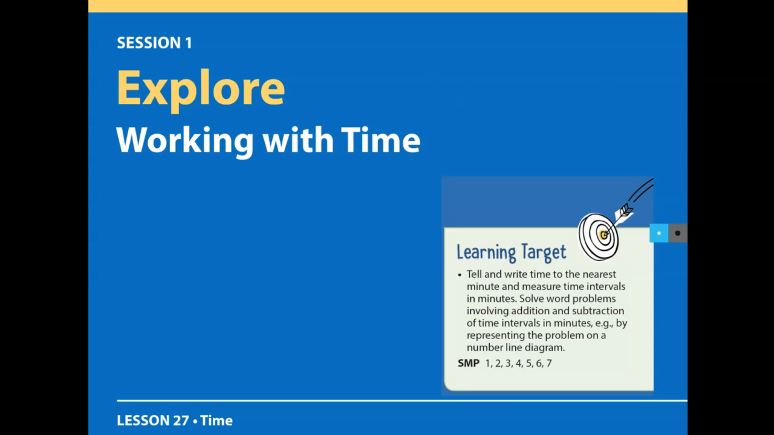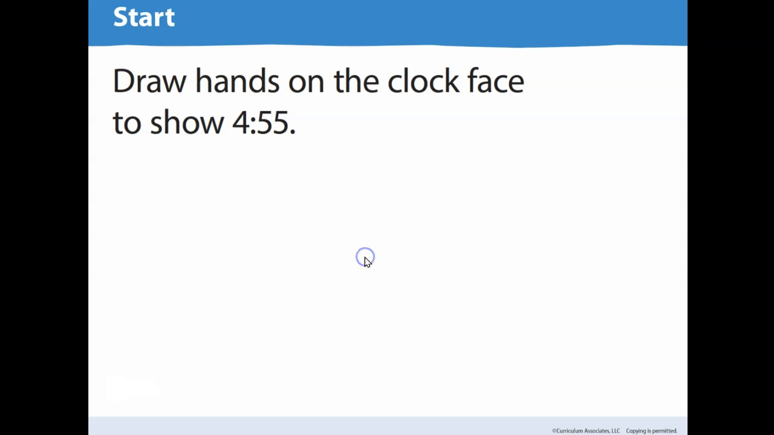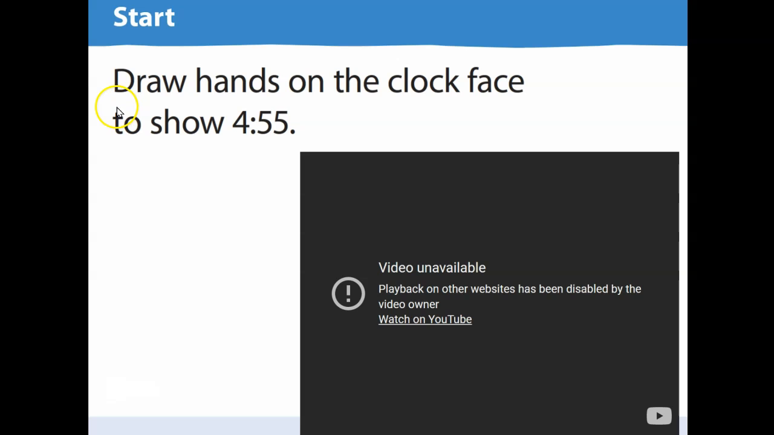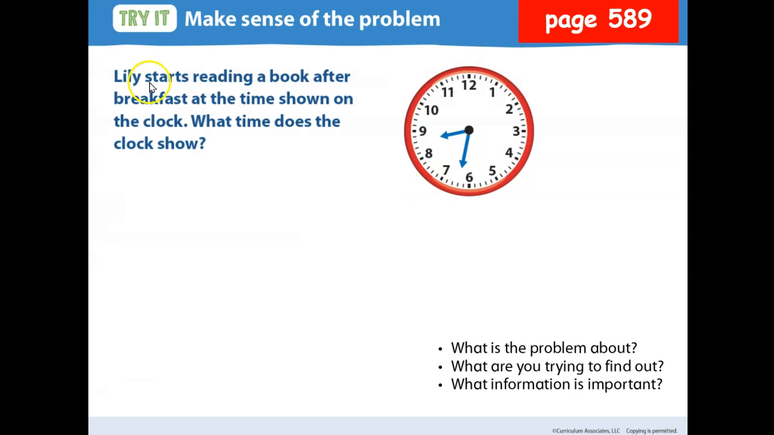All right, so this is lesson 27 about time, okay? Just continuing what we learned before. Working with time, it says draw. Oh, this is perfect. Get out your clock. It says Lily starts reading a book after breakfast at the time shown on the clock. Okay, so this is a little different right here. What time does this show on the clock?